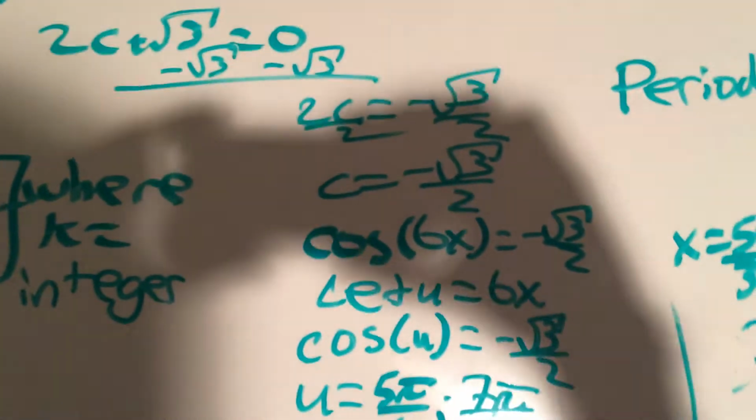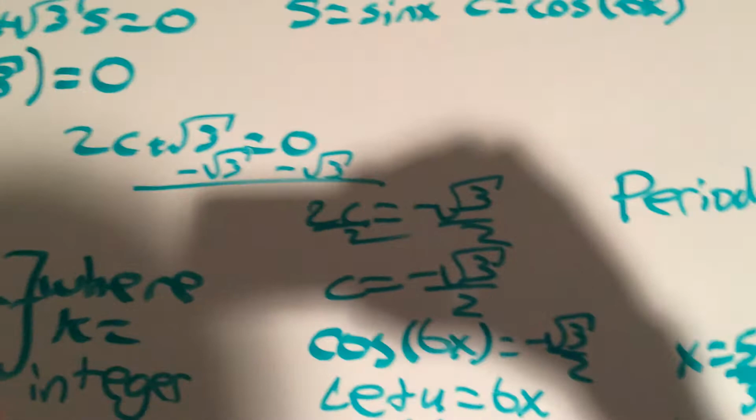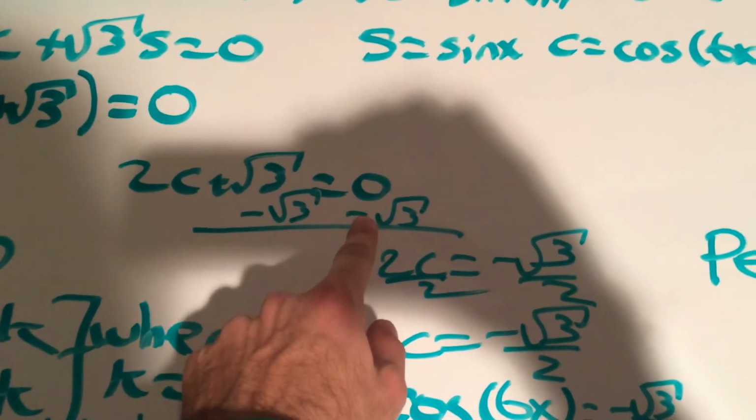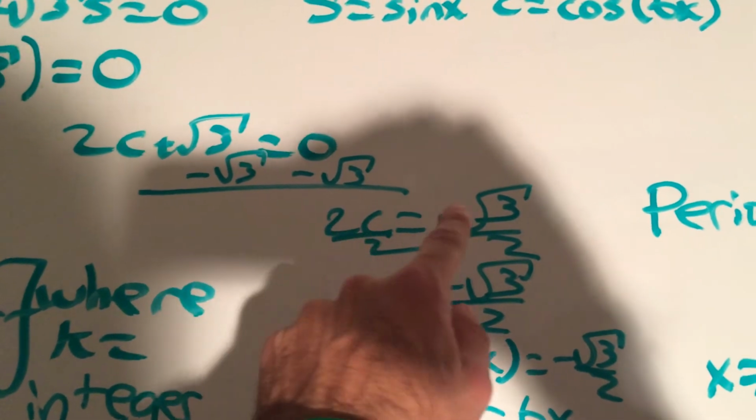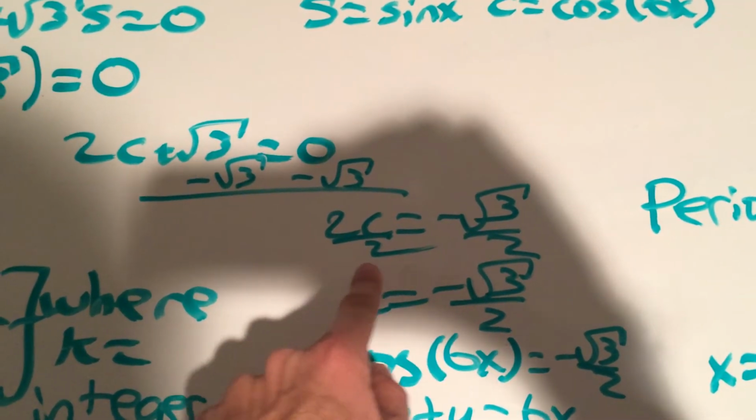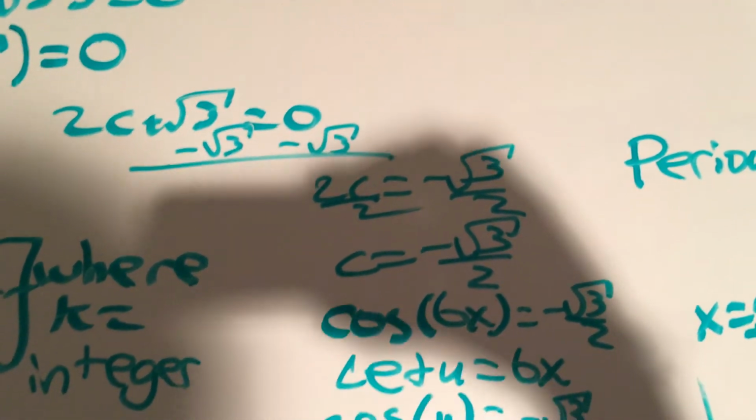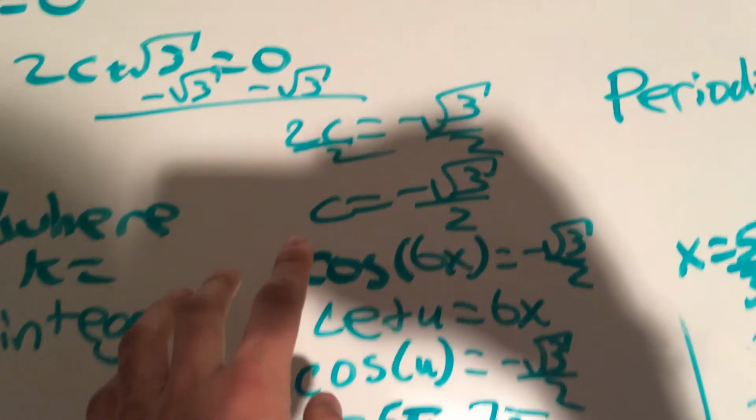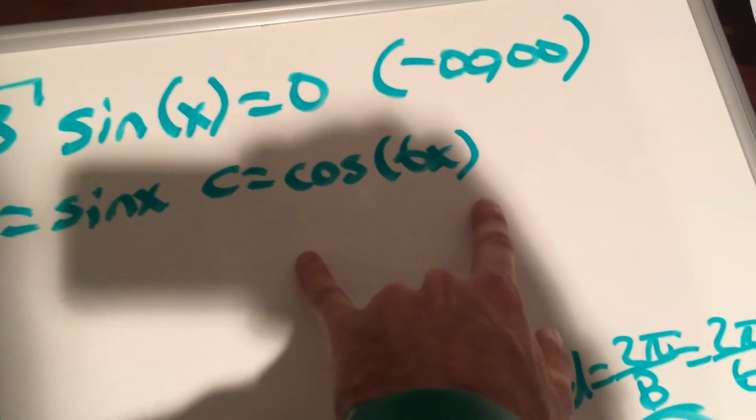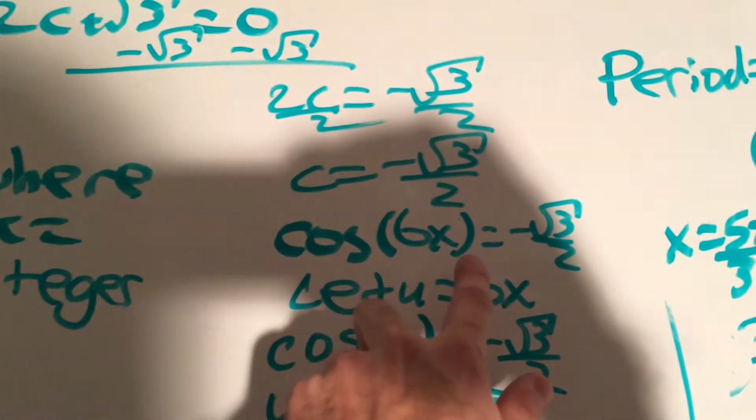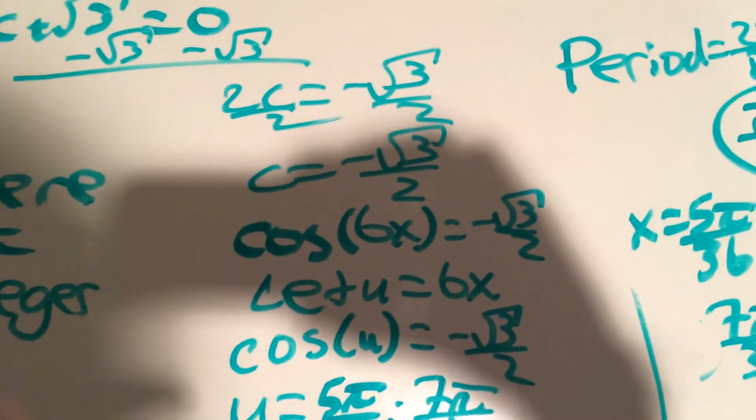Now, I'm going to move over here to the cosine piece. So I know that 2C plus root 3 equals 0. Let me subtract root 3 on both sides. That gives me 2C equals negative root 3. Divide by 2 on both sides. So C equals negative root 3 over 2. Moving forward, remember C, if you go back to the top, is just cosine of 6x. So let me replace that over here. So cosine of 6x equals negative root 3 over 2.